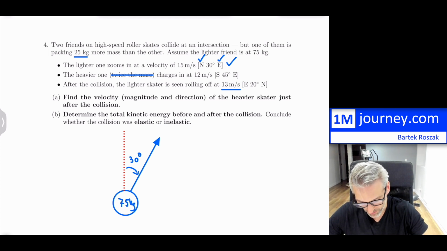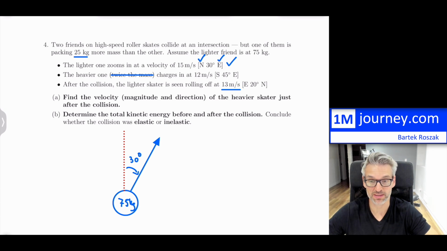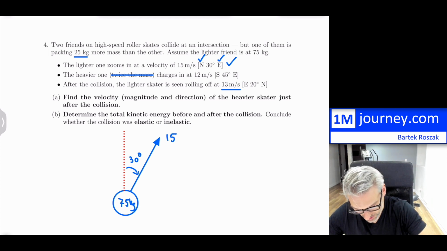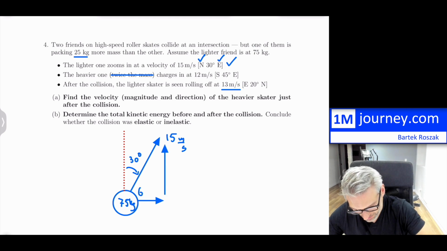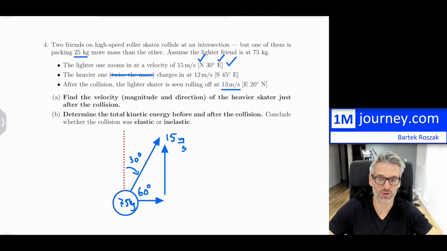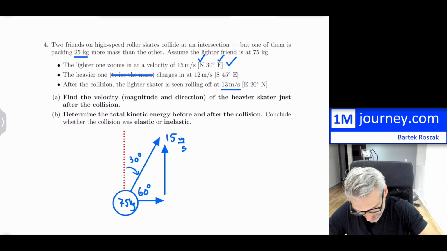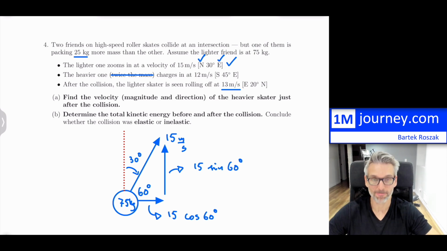Okay, so now I'm going to break this down into its components because I'm going to need it anyways, right? So this is 15 meters per second. So let's break it all down. I need its x component, and then I also need its y component right there. Now, if that's 30, that means this is 60, because the right angle would be 90 in total. So this component is going to be 15 cos of 60. And this component right here is going to be 15 sine of 60. All right, so those are my x and my y components.